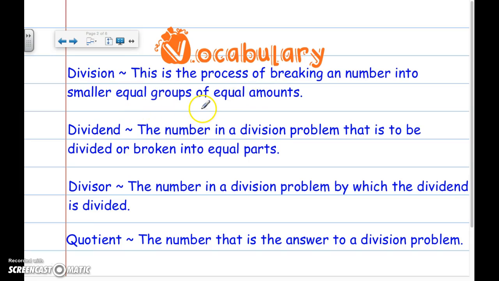Dividend. This is the number in a division problem that is to be divided or broken into equal parts. Divisor. The number in a division problem by which the dividend is divided. And quotient, the number that is the answer to a division problem. So please write down these definitions and pause this video, but I'm going to go ahead and move on.